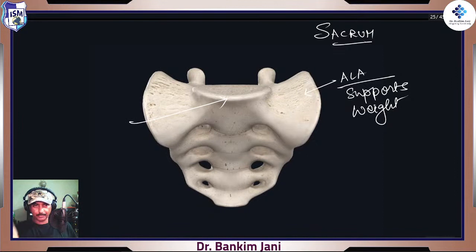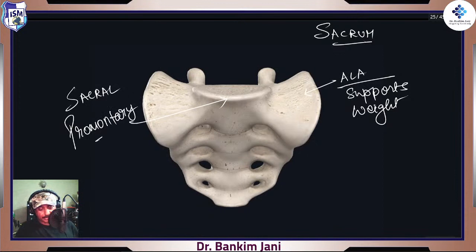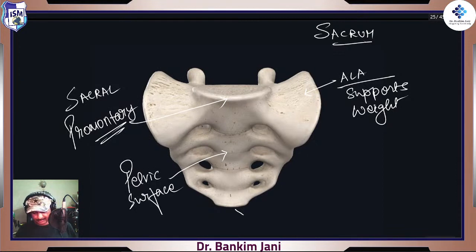This prominent part is the promontory. Do remember all these. The sacral promontory, the prominent part on the sacrum, because that's what you will understand when we discuss in just 2 minutes the pelvic inlet, pelvic outlet, pelvic cavity. Everything would be so important. And this is like that smiley. So this is the pelvic surface, and this one would be the apex. After that, there would be the coccyx.